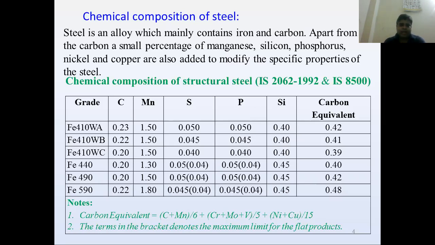Now, carbon equivalent is equal to C plus manganese by 6 plus (Cr plus Mo plus V) by 5 plus (nickel plus copper) by 15. This is the carbon equivalent equation. Now, the term in the bracket denotes the maximum limit of the flat products.